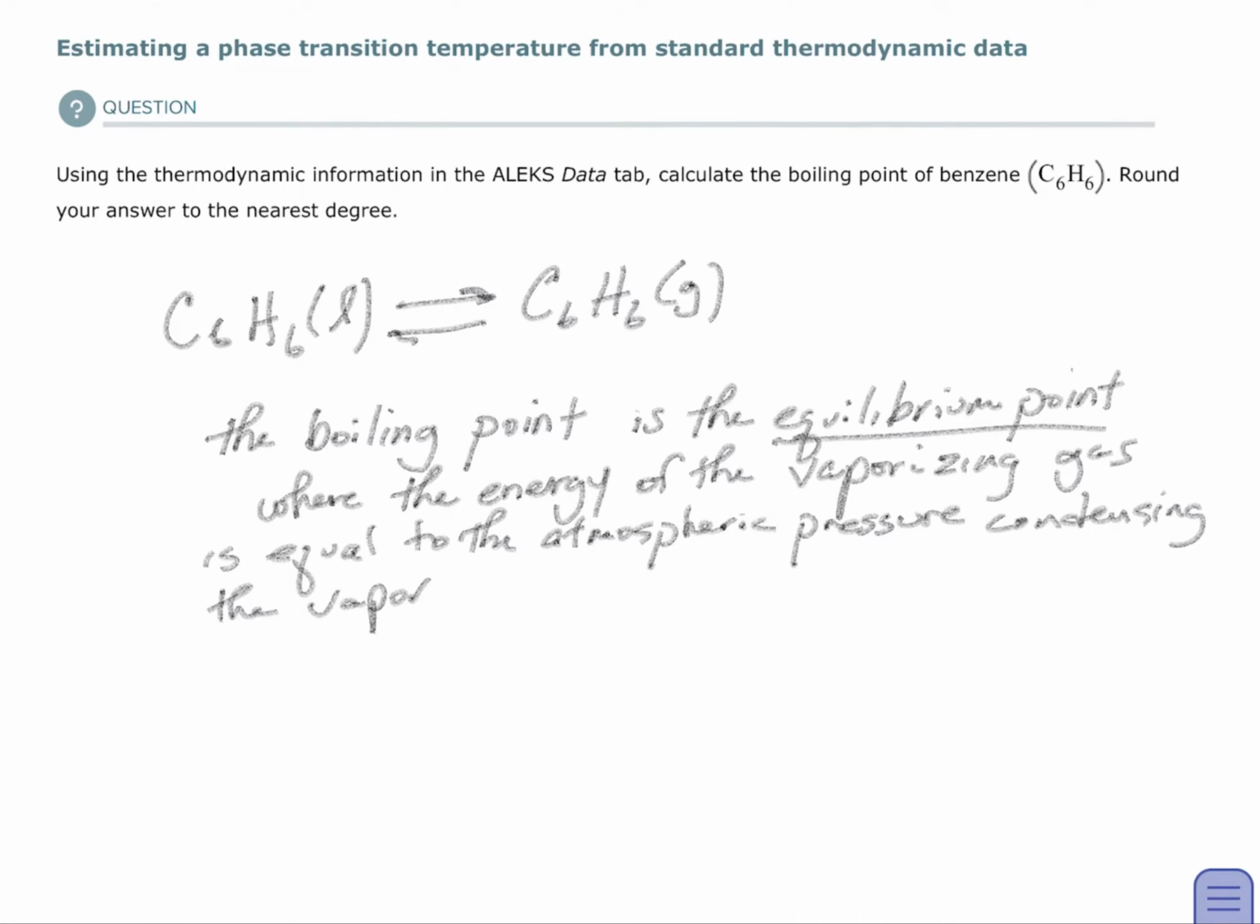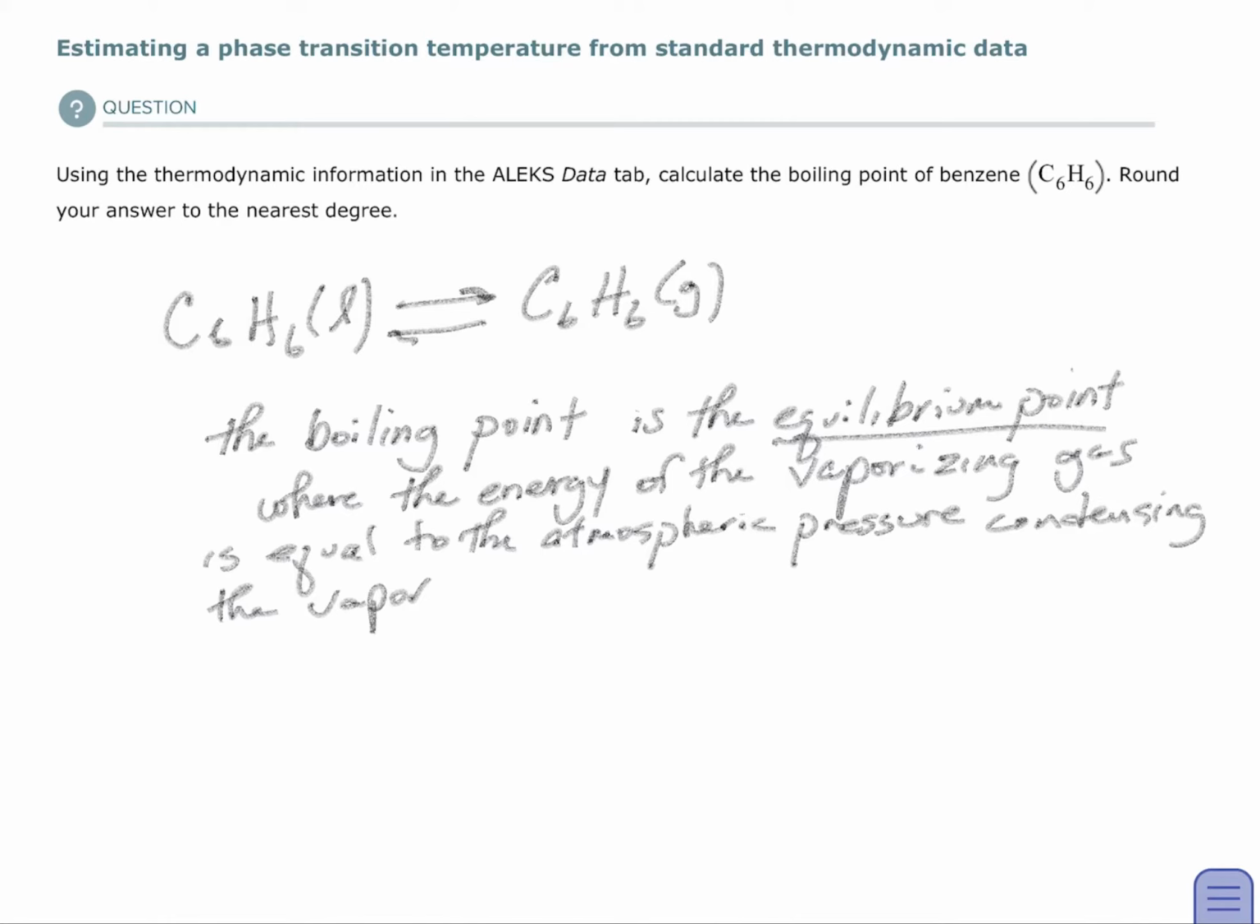So first of all, it's boiling. And so you have to recall what a boiling point is. A boiling point is the temperature at which the energy inside the liquid becoming a gas is exactly equal to the atmospheric pressure that's pushing on it and condensing it back into a liquid. So you've got the condensing and the vaporization at equilibrium. So it's an equilibrium point.